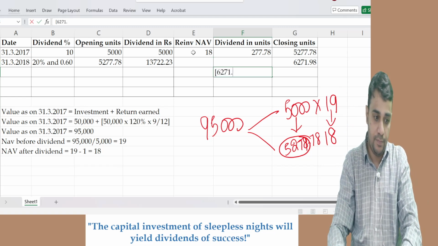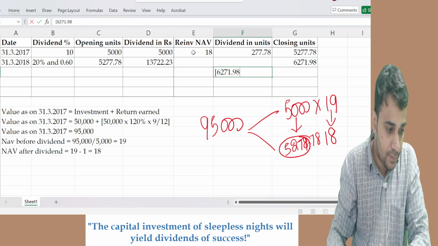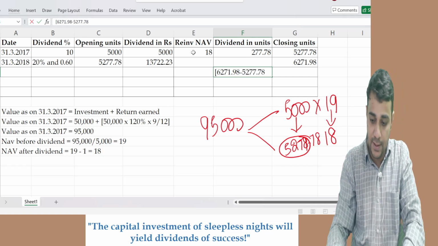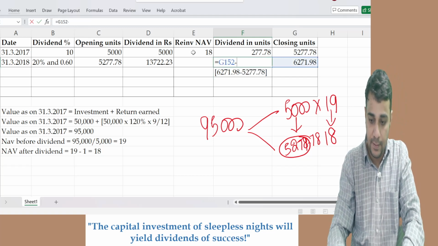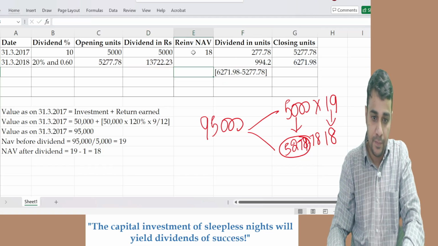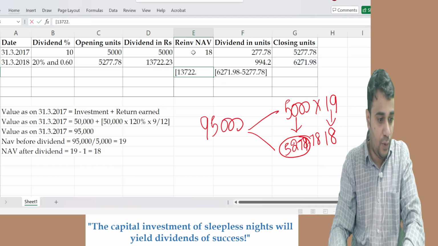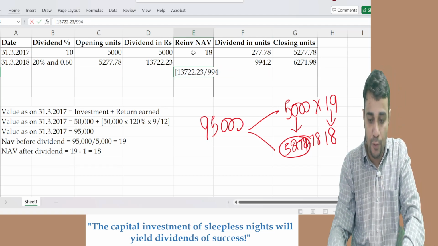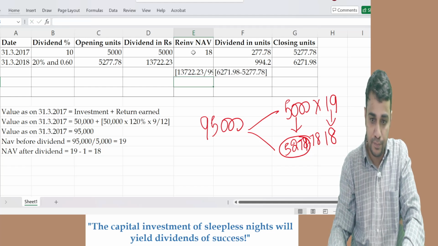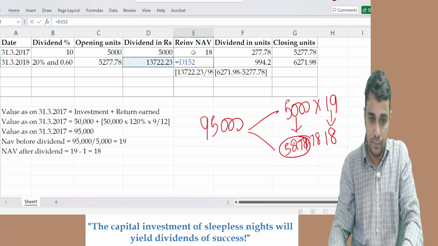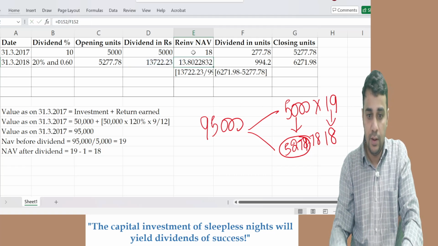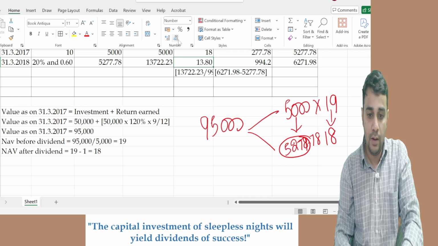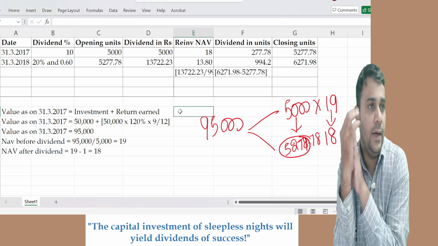6271 minus 5277.78, and this is 13722.23, 994.20, 13.80. Whatever number it comes as 13.8, we'll leave it as 13.8.